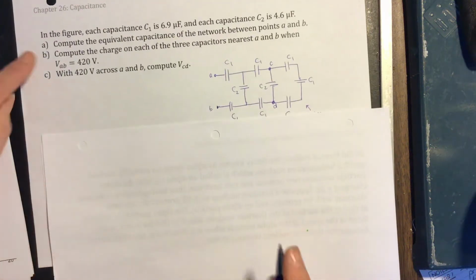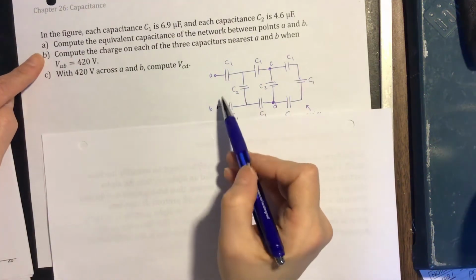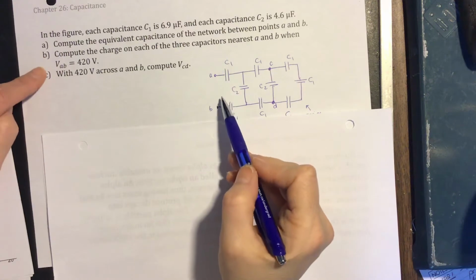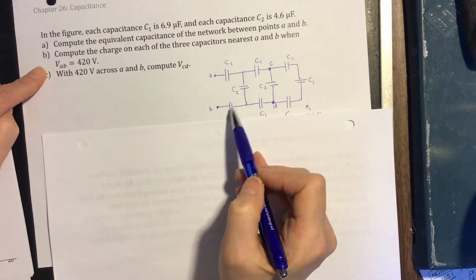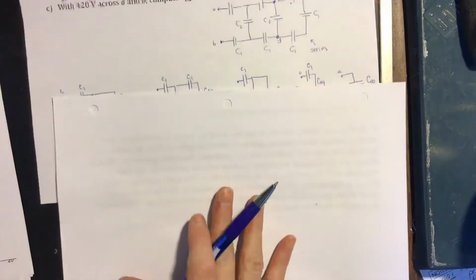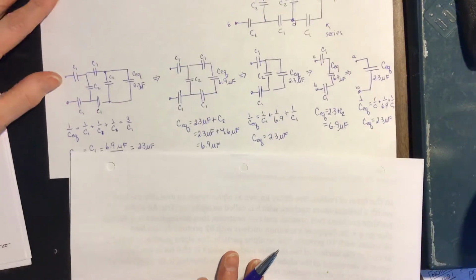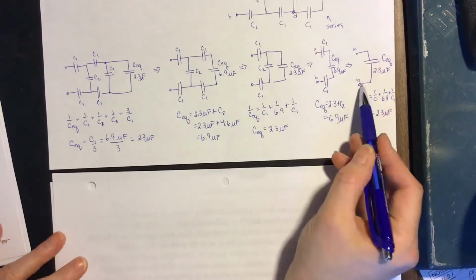Charge on each of the three capacitors nearest AB when the potential between A and B is 420 volts. So the charge on each of these three guys. What I'm going to do is start working backwards. So my last step of the previous problem, I'm going to redraw that.